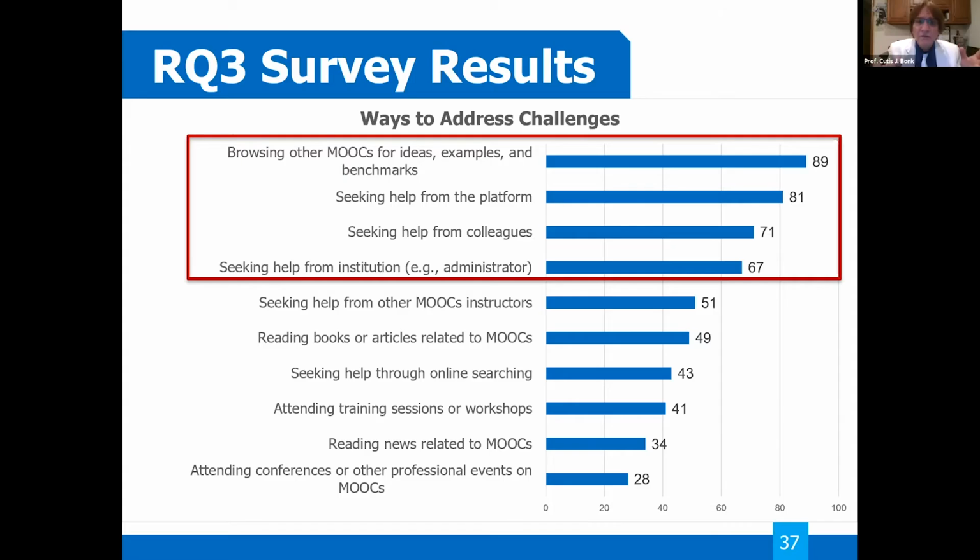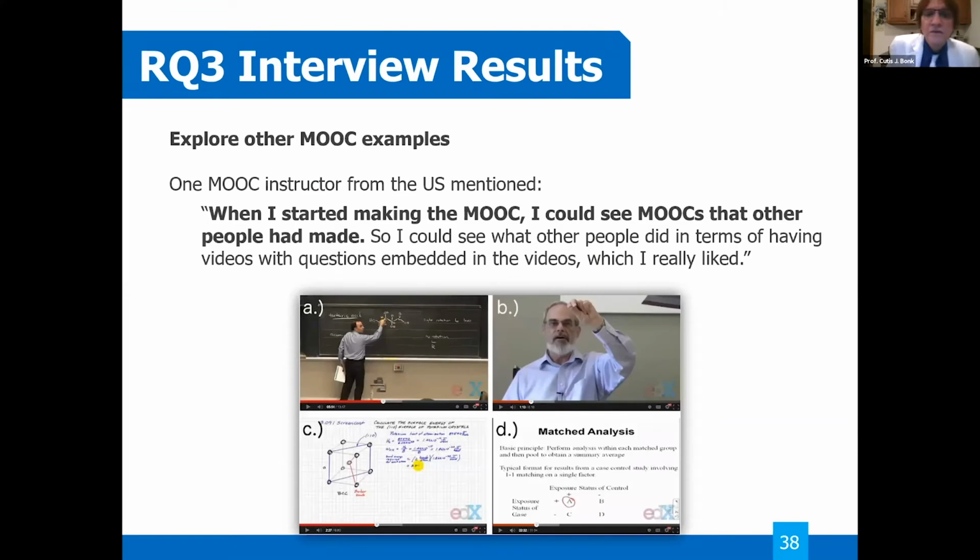They're browsing. They're talking to colleagues. They're looking for examples. And so today we'll provide examples. You don't have to take a full-blown course. We'll just look at examples. And so one MOOC instructor from the US mentioned that when I started making the MOOC, I could see MOOCs that other people had made. So he explored other MOOCs before he designed his own MOOC course.